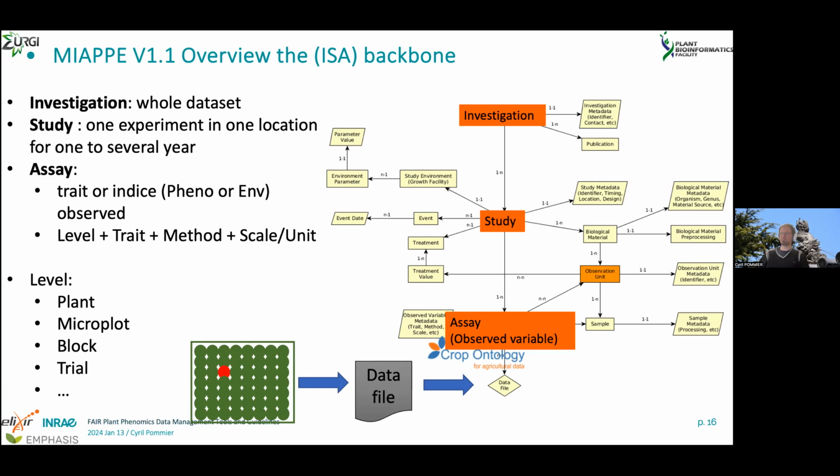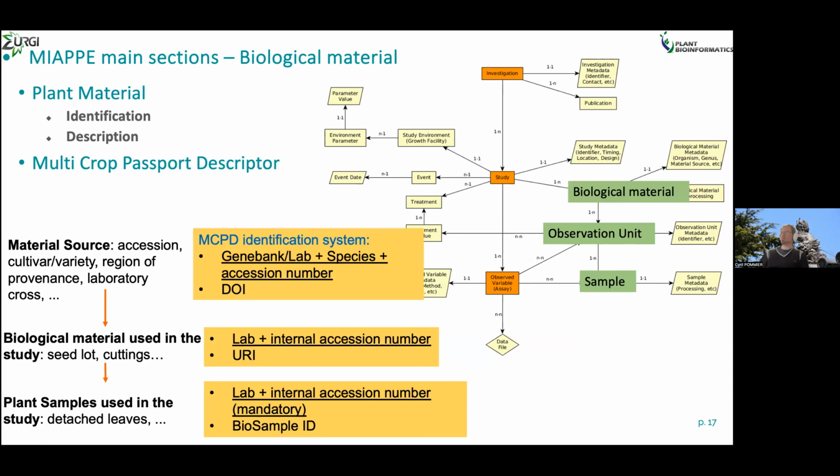There are a couple of sections in MyAPI which are of special importance. The first one is, of course, the biological material. It's a plant material identification and description. It is based on the multi-crop passport descriptor. With the building of MyAPI, we didn't want to reinvent the wheel, but rather to import existing established data standards and link them together.